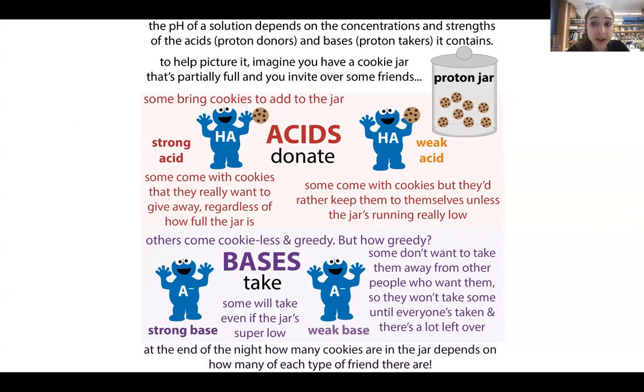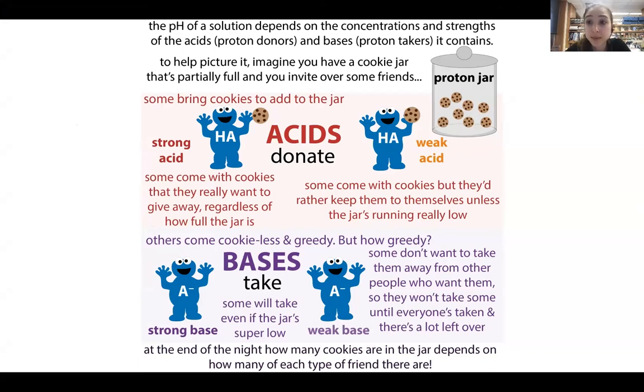First I will talk about things with a fun Cookie Monster analogy, and then a more formal molecular look at what's actually really going on. So let's start with the fun analogy. Imagine that you have a party and you have a jar full of cookies. So you have a cookie jar and you invite over some friends.